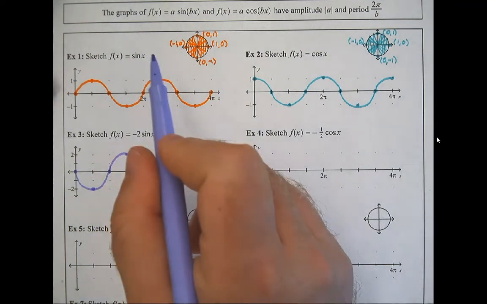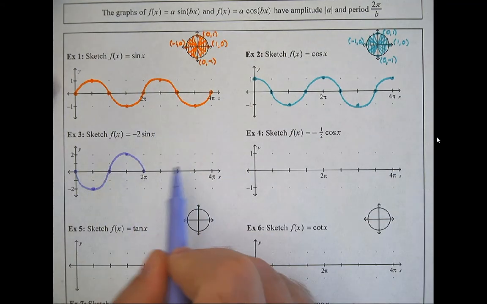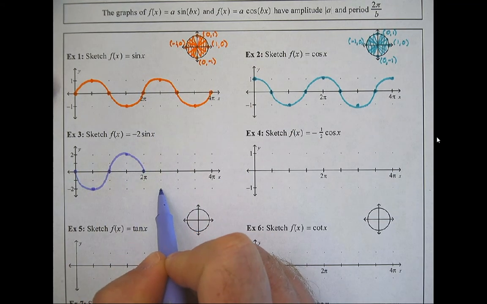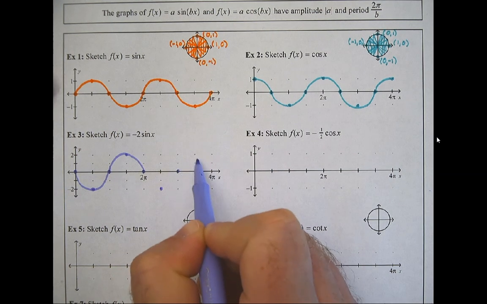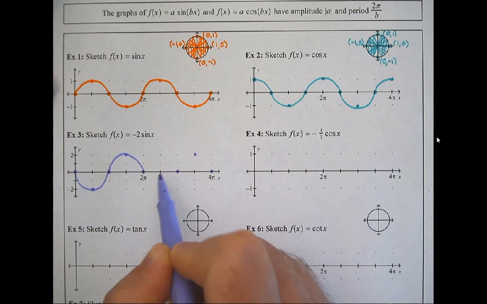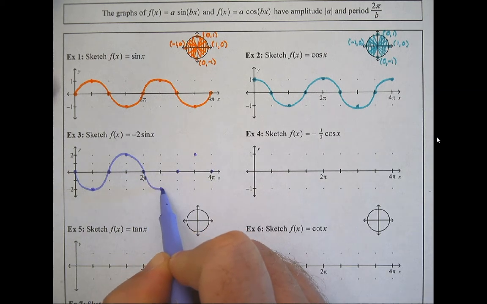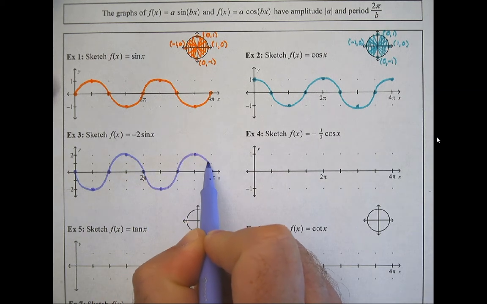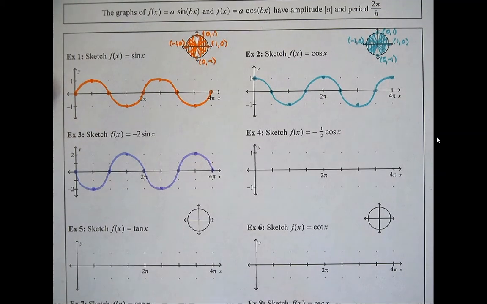Now you can go back up here and count it again, or you can just slide this over. This translates. So this would be, then it goes down to negative 2, then it goes up to 0, then it goes up to 2, then it goes down to 0. There's the curve. You'll notice a couple of things.